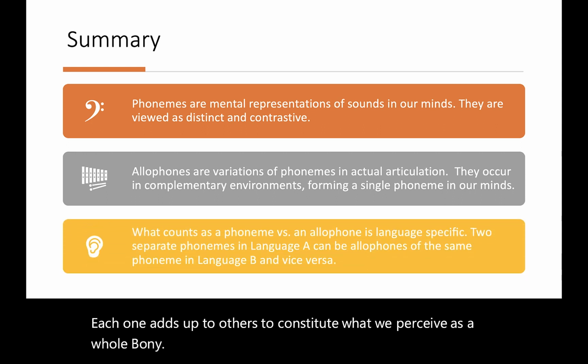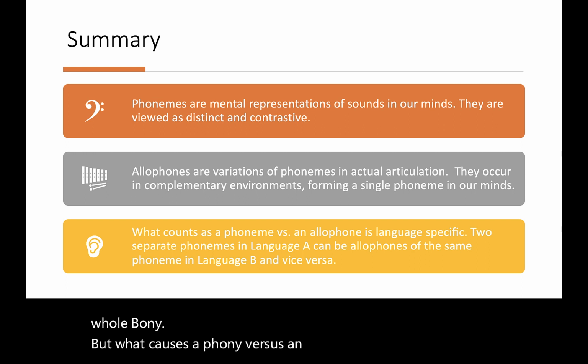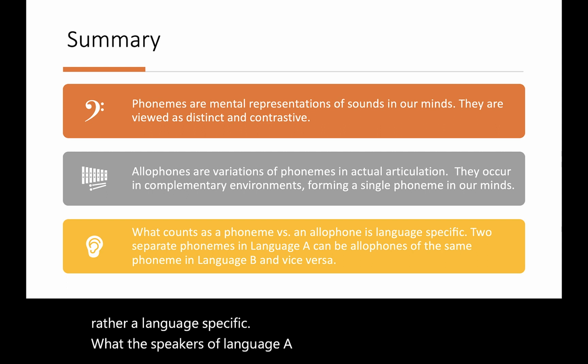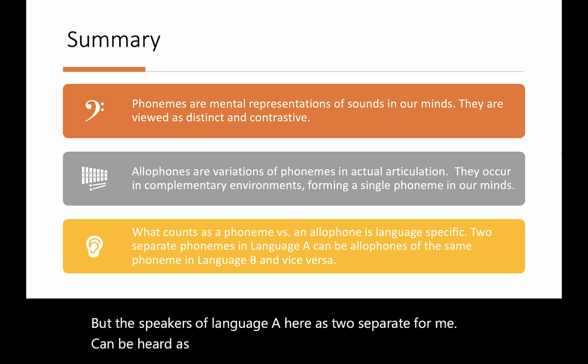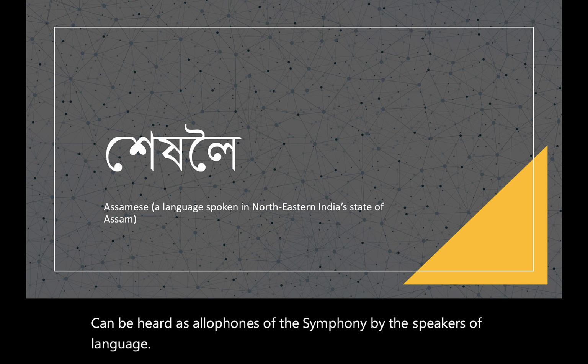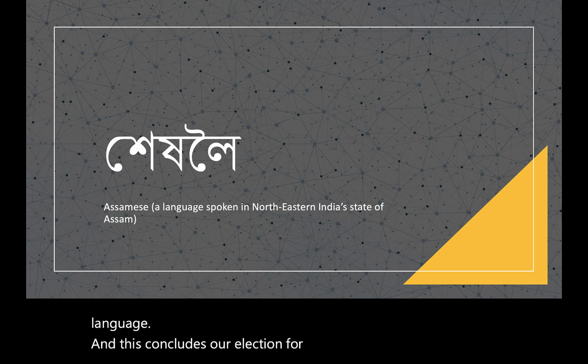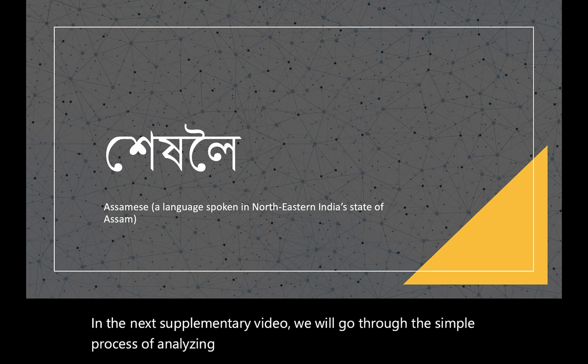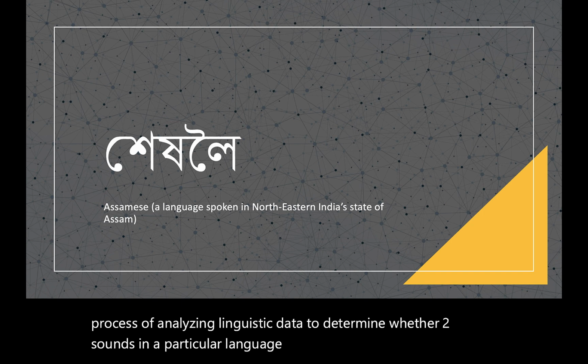But what counts as a phoneme versus an allophone is not universal, but rather language-specific. What the speakers of language A hear as two separate phonemes can be heard as allophones of the same phoneme by the speakers of language B. And this concludes our lecture on phonemes and allophones. In the next supplementary video, we will go through the sample process of analyzing linguistic data to determine whether two sounds in a particular language count as phonemes or allophones.